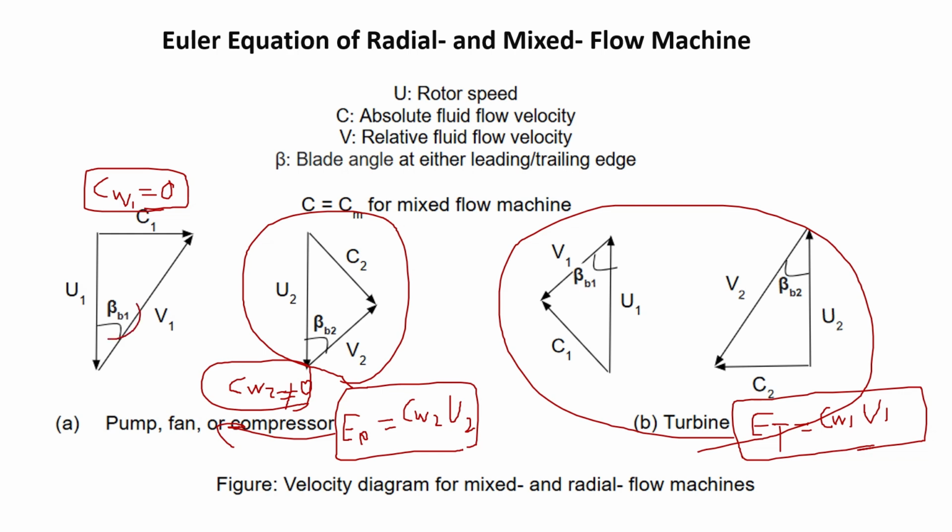And then, unlike axial flow machine, the blade angle is making an angle between the rotor speed and the relative flow velocity. It is different from axial flow machine. You need to go back and check the differences between the velocity triangles for axial, radial and mixed flow machines.